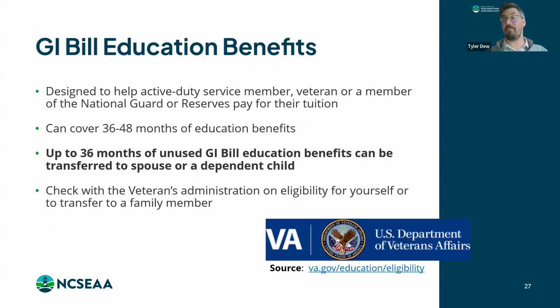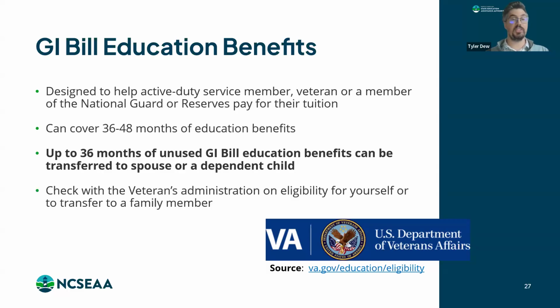Staying with the theme of military, right? There are GI Bill education benefits. Parents and adults who are active duty service members, members of the National Guard or Reserve, or are a veteran, may be eligible for these VA education benefits. It can cover 36 to 48 months of education benefits, and up to 36 months of an unused GI Bill education benefit can be transferred to a spouse or a dependent child. So if you're a parent who has these benefits left, you can pass this on to your child, and it covers a good amount of tuition and books and different fees like that.